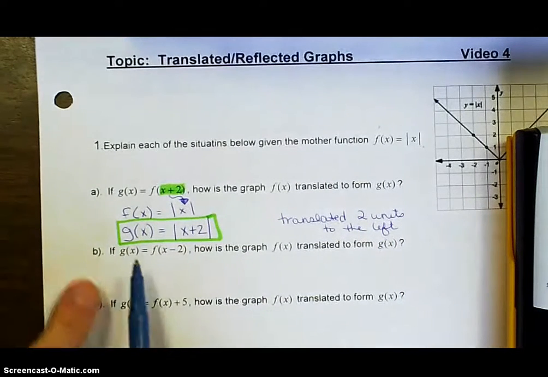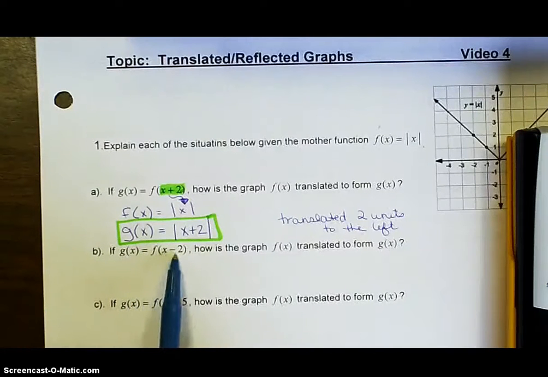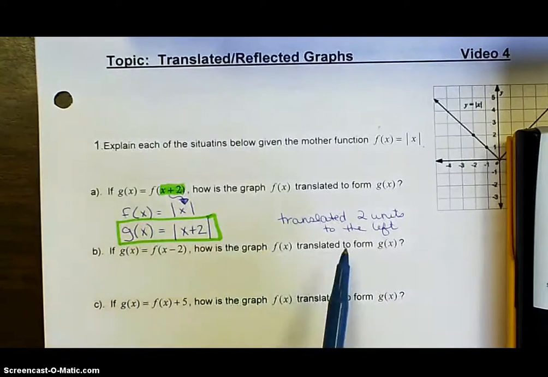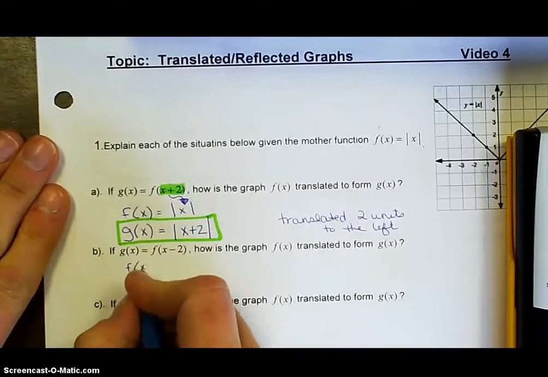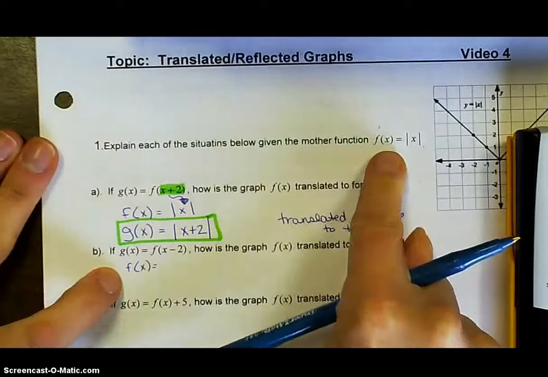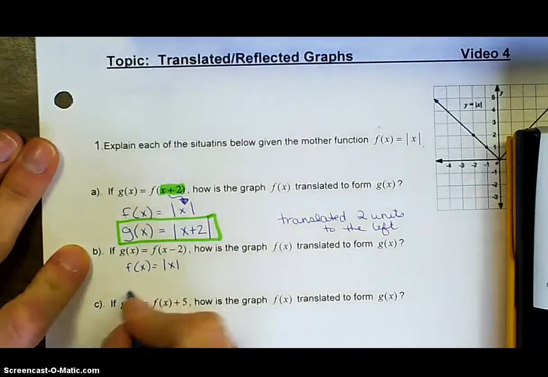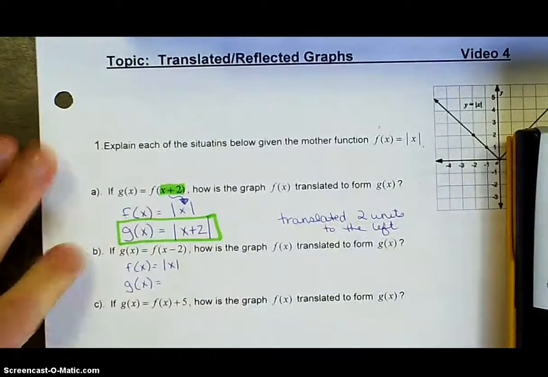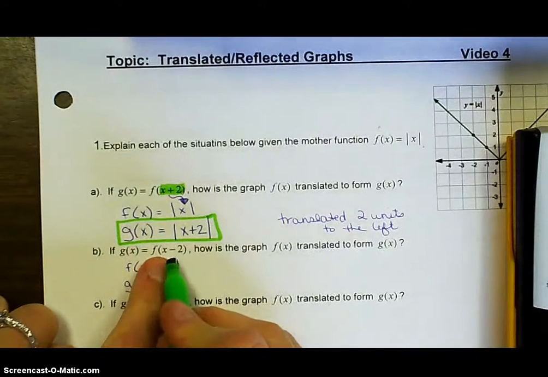So for part B, it says if g of x equals f of x minus 2, how is the graph of f of x translated to form g of x? Well, first we need to figure out what the equation of g of x is. So I'm going to start by writing f of x equals, and this is our parent function from up top, which is the absolute value of x. Now we want to write g of x. Okay, now g of x is f of x minus 2.